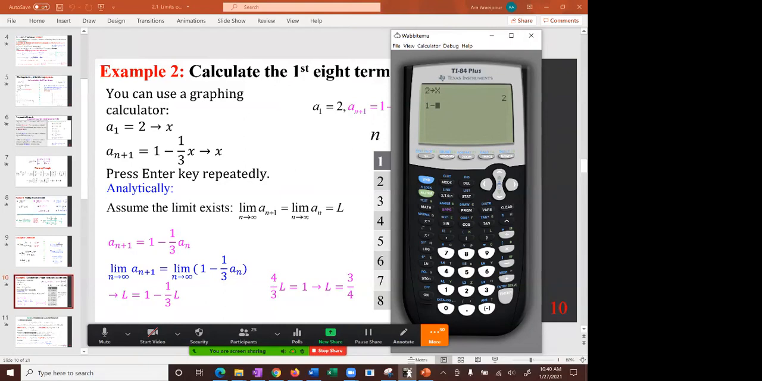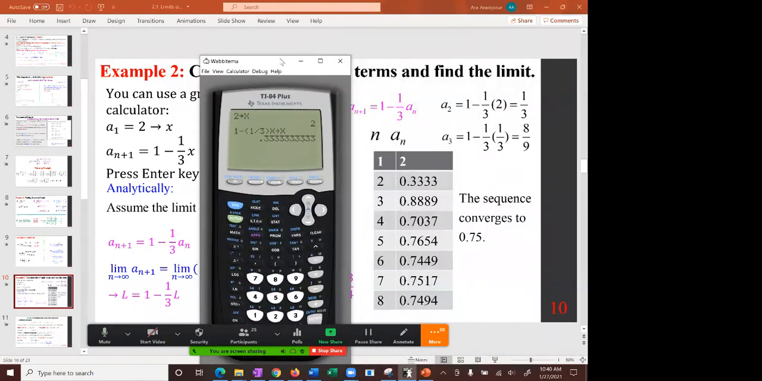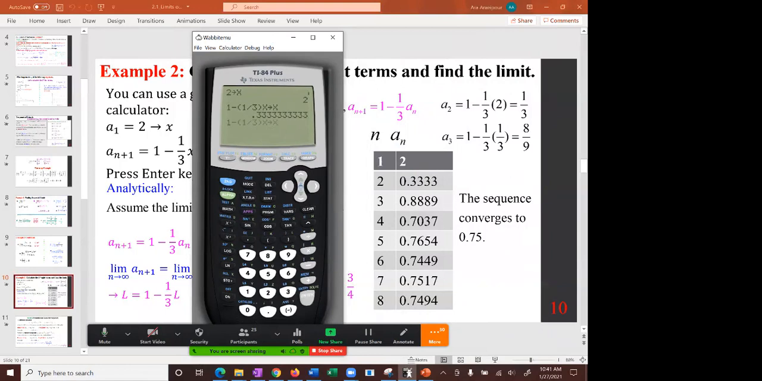So 1 minus 1/3 X. We are going to store it in X, and we're going to press enter. Notice what we get. We get the first number. Take a look at the first number. Now you press enter again, you get the second number. By the way, 0.333 is the same as 1/3, okay? And you enter, you get the next number, and you get the next number, and so forth.